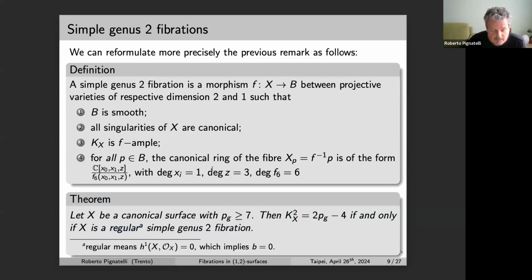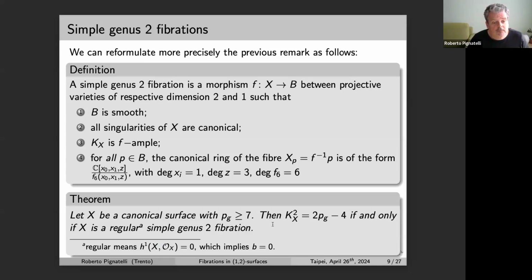Without the strange fibers, and I want it to be regular, which means H1 of O equals 0, which implies, as I said, that the base must be P1. And these are very well-known things, not written in this form probably anywhere I know, but very well known to anybody for 20 years, I guess, more or less. And that was the inspiration of the talk.